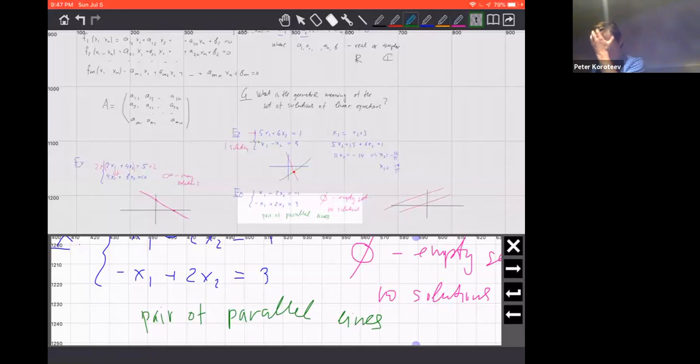And you can imagine that that's all there can be. Not only when you have two equations and two variables, but in general, the set of solutions of any linear system can be of any of these three types. It either has one solution, or infinitely many solutions, or none. This will appear over and over again during this course.